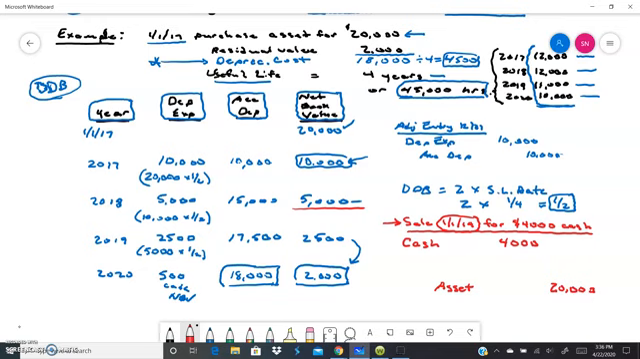So that would remove the asset account, and that account would now be 0. The other account that we have is the accumulated depreciation account. That, as you know, is a contra account, so it's a credit, and it has a balance of $15,000. So we would debit accumulated depreciation for $15,000, and that would make that account go to 0 and be gone.